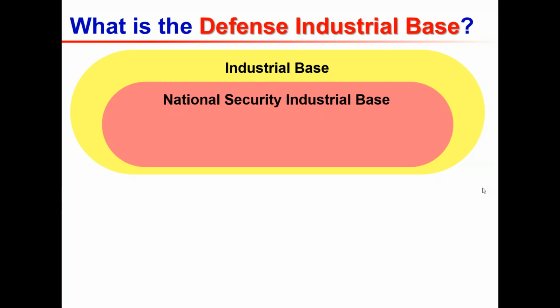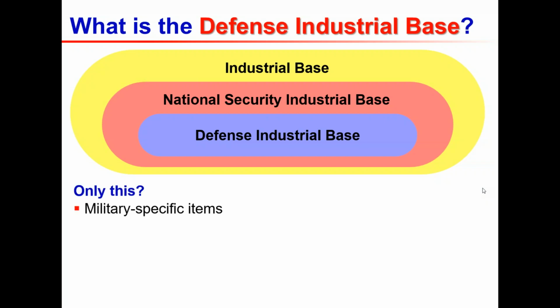So here we look at the national security industrial base, but then there's the idea that within the national security industrial base, there is arguably a subset that we would call the defense industrial base. So the defense industrial base is probably part of the national security industrial base, which is part of the broader industrial base. But the reality is there are a lot of questions about the scope of what this actually means.